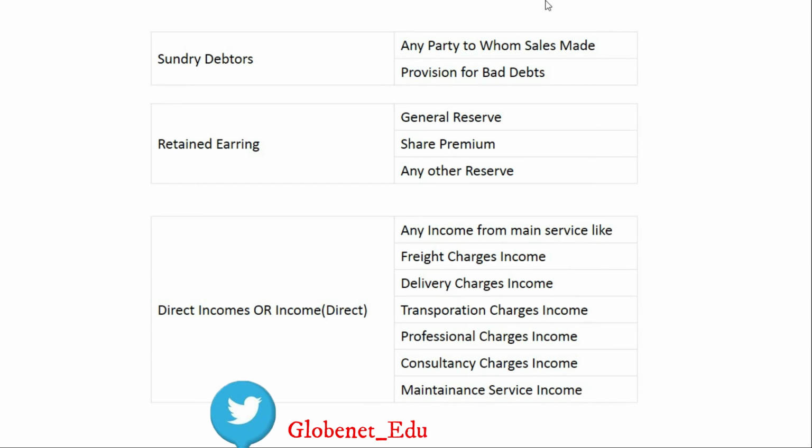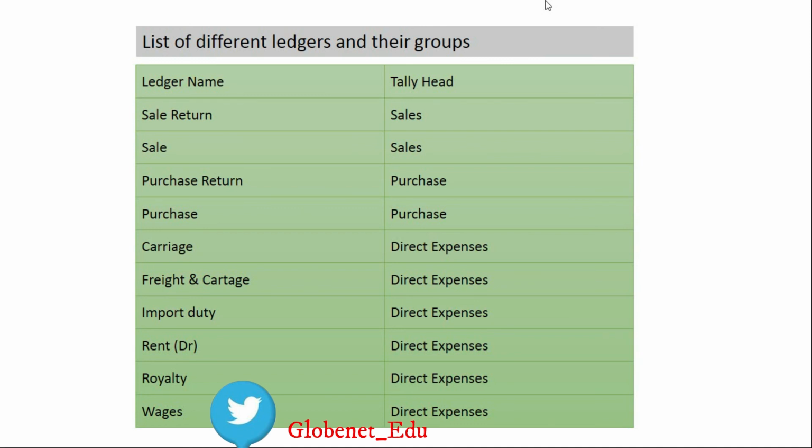Under sundry debtors, any party to whom sales is made. Then retained earnings, that is general reserve, share premium, and any other reserve. Then we have direct income, or income in brackets direct, that is delivery charges income, transportation charges, consultancy charges, professional charges. Then this is the list of different ledgers and their groups, where you can see this is the ledger name, and this is the group under which it will come.